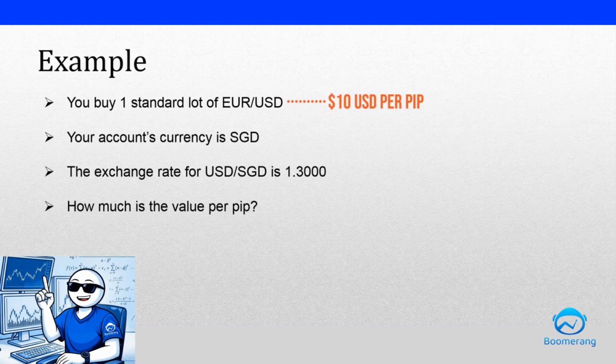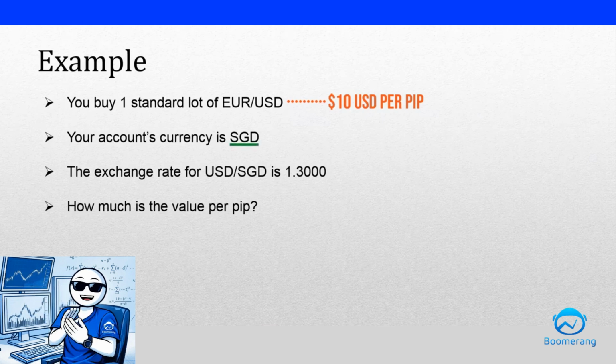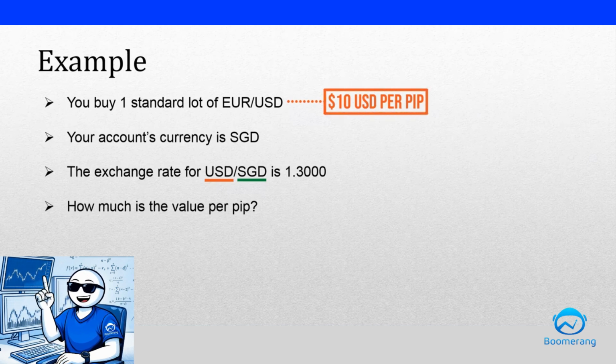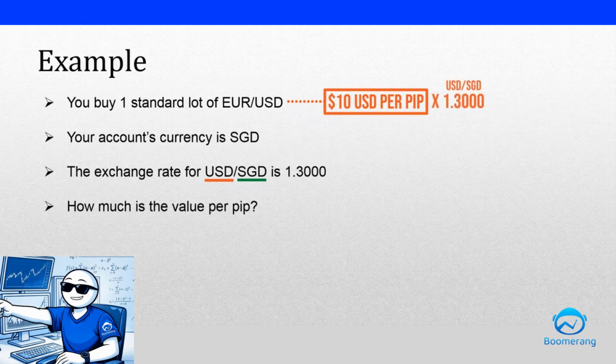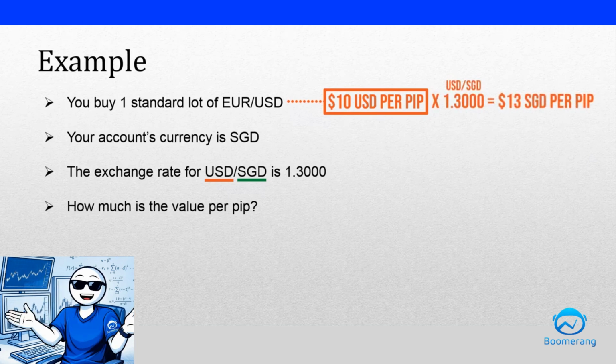Then you realize that your account currency is different from the quote currency. So what now? What you need to do is to convert USD into SGD. As you know, right now, one USD is worth 1.3 SGD. So this means one US dollar is worth 1.30 Singapore dollars. If I want to convert these 10 US dollars into Singapore dollars, I just multiply by 1.3, and I have a figure of 13 Singapore dollars SGD.